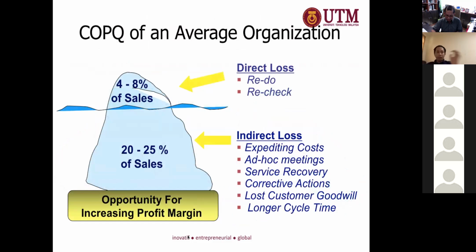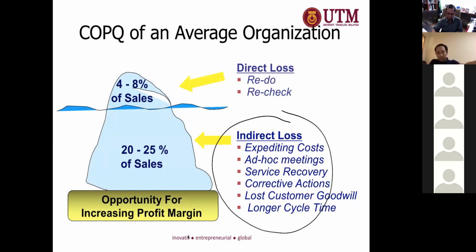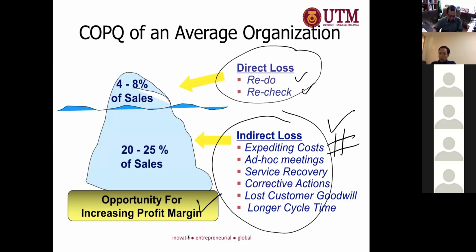And this is the cost of poor quality, as I mentioned before. As you see here, it's hidden in indirect loss. You thought that by a redo or recheck you can solve the problem. But how about this? We never know. If you can improve this, you can improve your opportunity to increase the profit margin. Remember from my slide last week, I talked about price, non-value added and value added. If we can eliminate the non-value added, we can reduce the price.